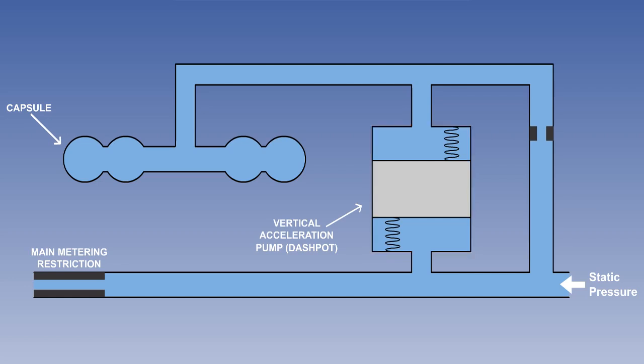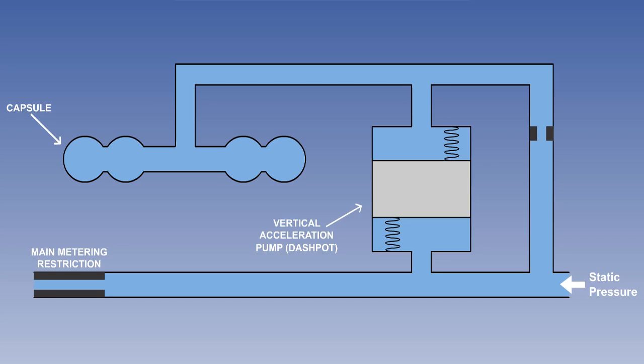Inside the dashpot is a piston, which is centered by springs. As a climb or descent is initiated, the inertia acting on the piston in the dashpot displaces the piston, causing an immediate differential pressure. Once the climb or descent is established, the piston is slowly recentered by the dashpot springs, and the pressure differential is maintained by the metering unit.